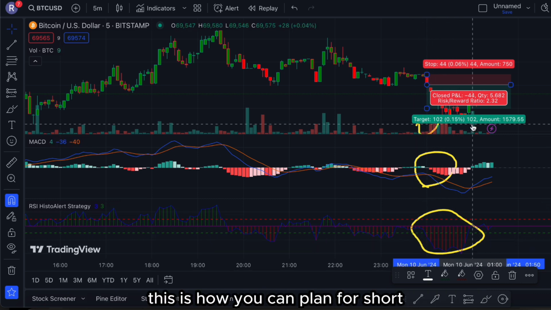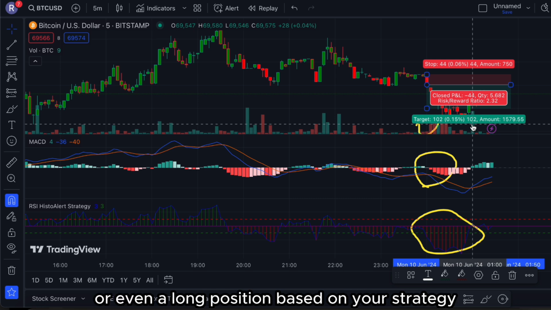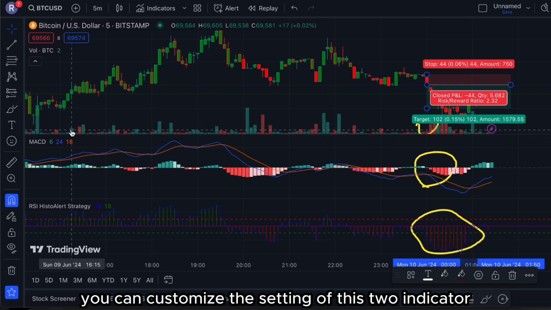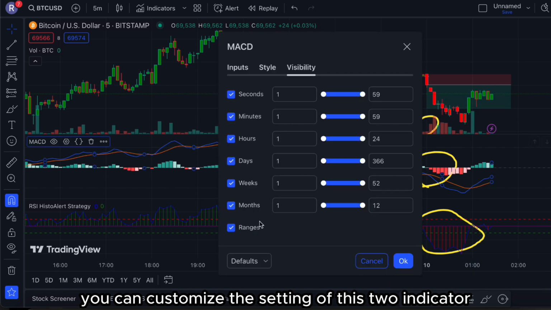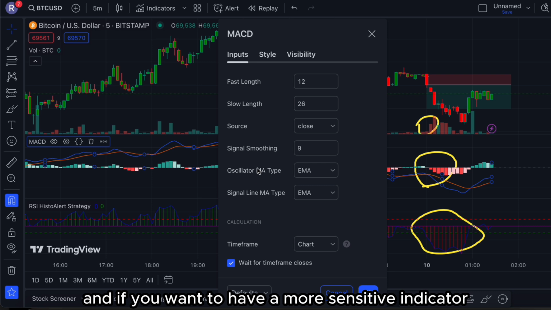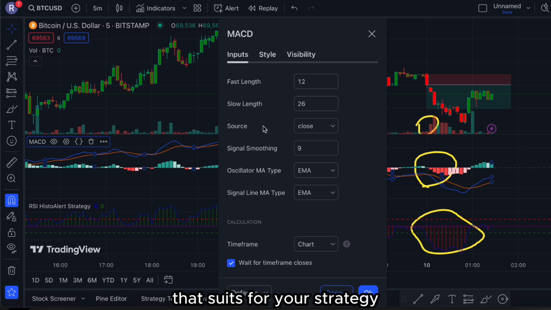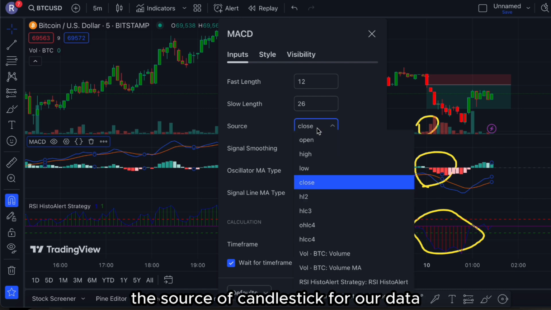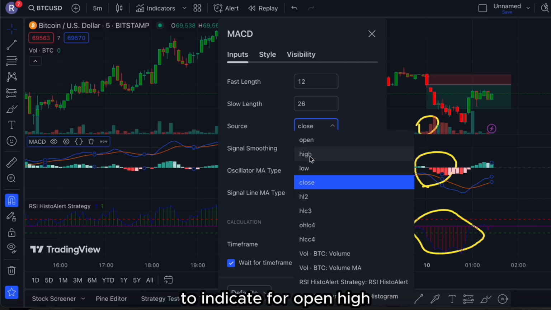So basically this is how you can plan for a short or even a long position based on your strategy, and you can backtest this strategy using both of these two indicators. You can customize the settings of these two indicators by going to the indicators tab, and if you want a more sensitive indicator, you can lower the value to suit your strategy. You can also customize, for example, the source of candlestick data, such as open, high, low, close, or other settings.